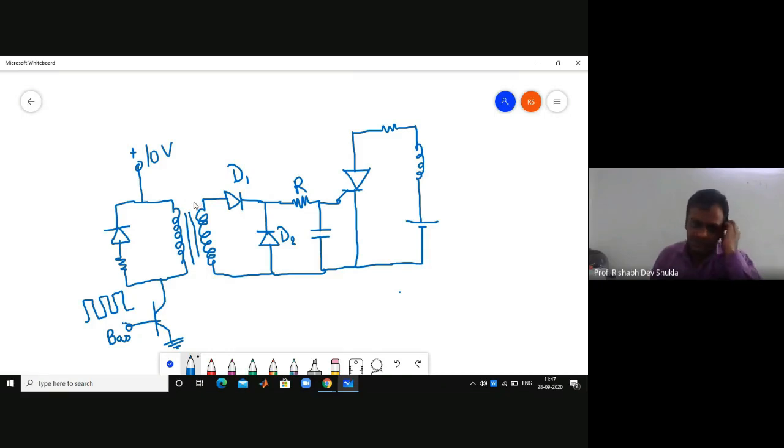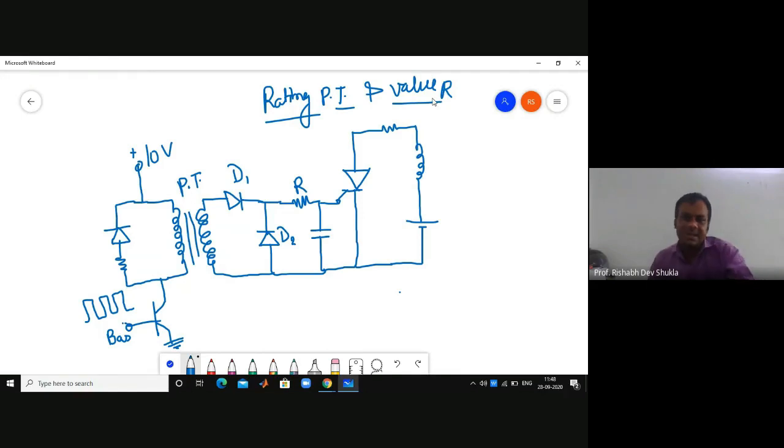Okay, this is your circuit. According to this question, we are going to find out the rating of this pulse transformer, and the value of R. These two objectives are there. It is a GATE question actually. You will find this kind of question 2-3 years back in the GATE question paper. This is a 4 mark long question type.